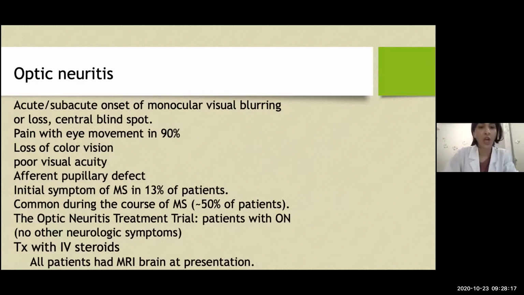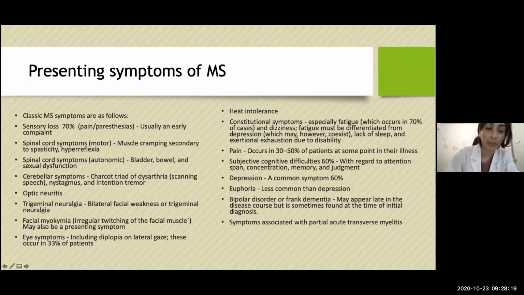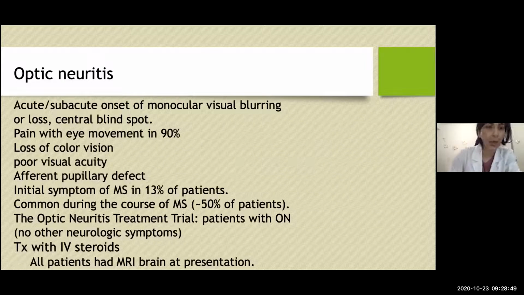Here you can note that most patients will encounter sensory loss, in 70% of cases. They will present with pain and paresthesia, so these can be early symptoms. Spinal cord involvement will lead to motor or autonomic problems, cerebellar symptoms, trigeminal neuralgias, and constitutional symptoms, mostly fatigue. 70% of the cases will have fatigue. They can have pain, and they can have psychiatric problems, with depression in 60% of the patients. So you have to keep that in mind.